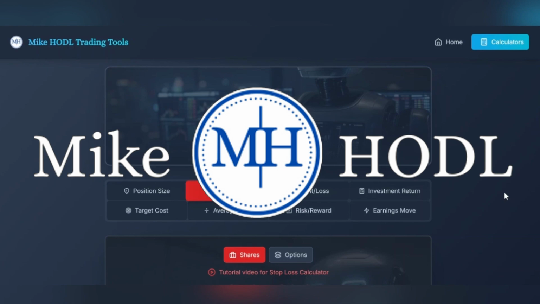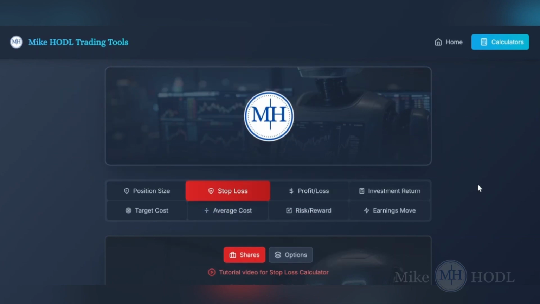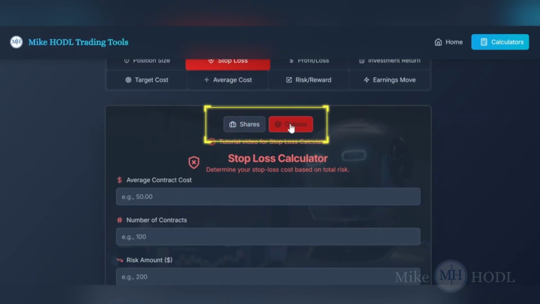This is the tutorial for the Mike HODL Stop Loss calculator. Let's go over some basic features. Here at the top you have a toggle selection between shares and options. We'll do this tutorial in shares.